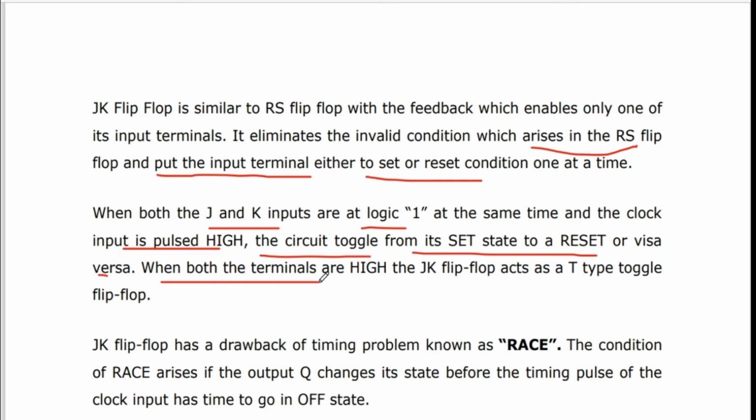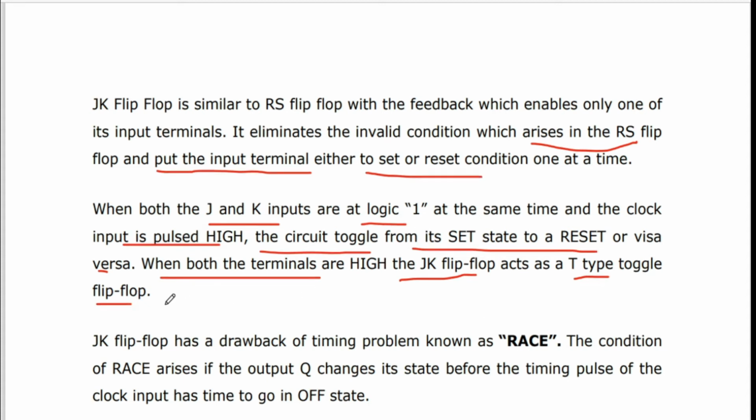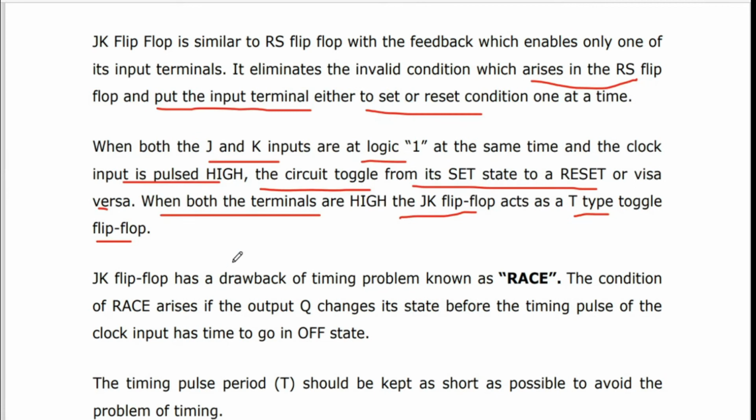When both the terminals are high, the JK flip-flop acts as a T-type toggle flip-flop. When both J and K terminals are high, and the clock pulse is also high, it acts as a toggle flip-flop. So here, students, the JK flip-flop has one drawback. The drawback is we call it a race condition.